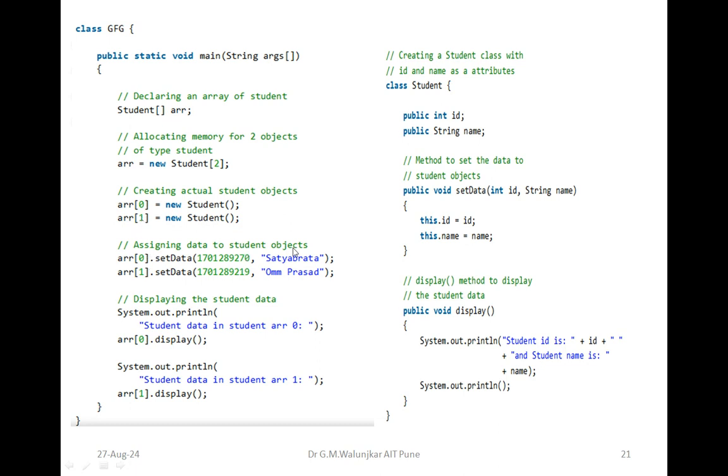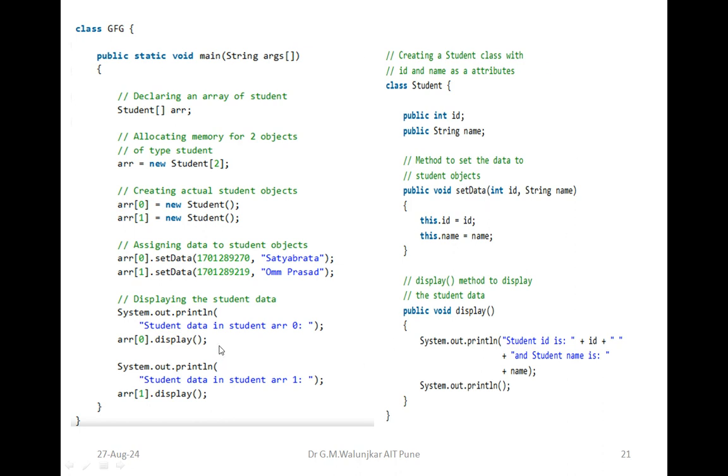Now we are assigning data to the students. Using these two user defined functions, we are initializing the array. Some values we are passing to setData, so setData will get executed accordingly. this.id is equal to id; we use the this keyword because the names of the instance variables and these variables are the same. That's why we have to use this.